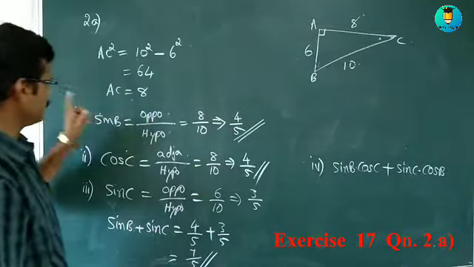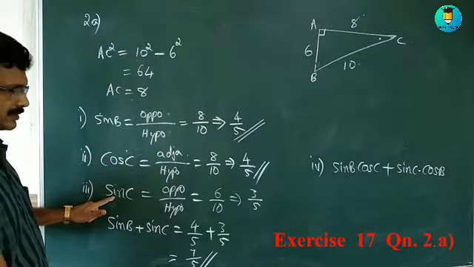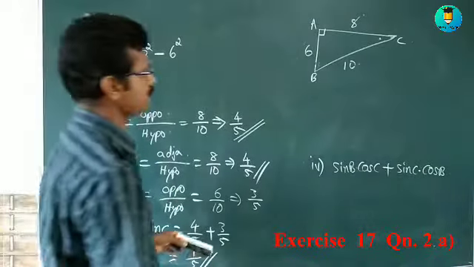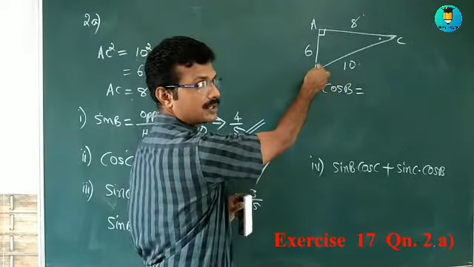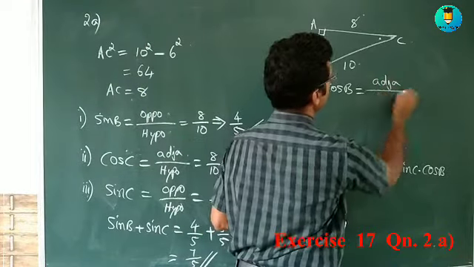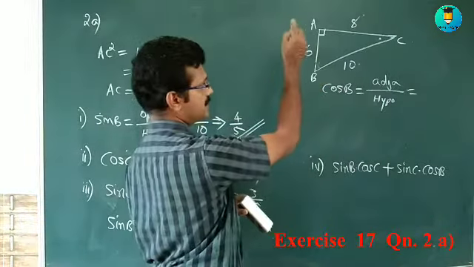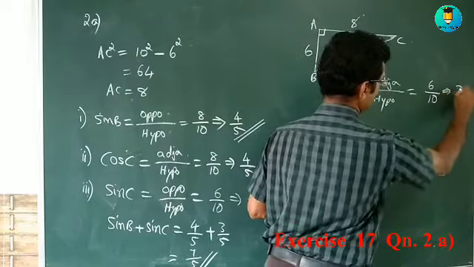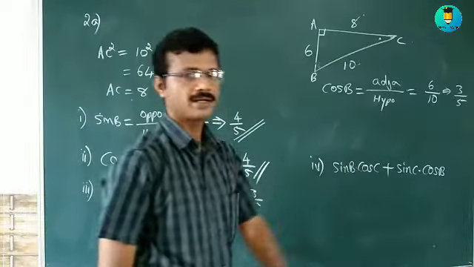We need sin B, which we already calculated. Cos C, we also calculated, and sin C we calculated. Now we need cos B. So first of all, we will find cos B from the diagram. This is the angle B. We know cos theta is adjacent by hypotenuse. For cos B, the adjacent side is the side near to B, 6 by 10, that is 3 by 5. Now the fourth part we have to find out.